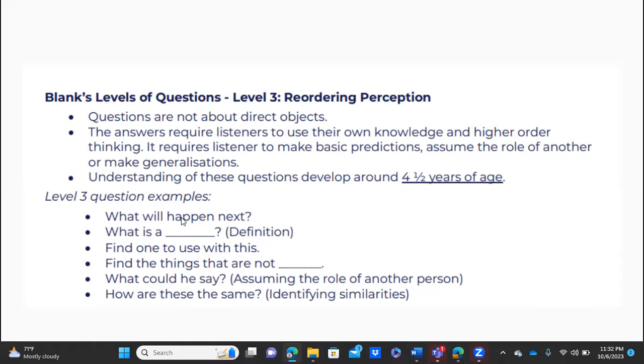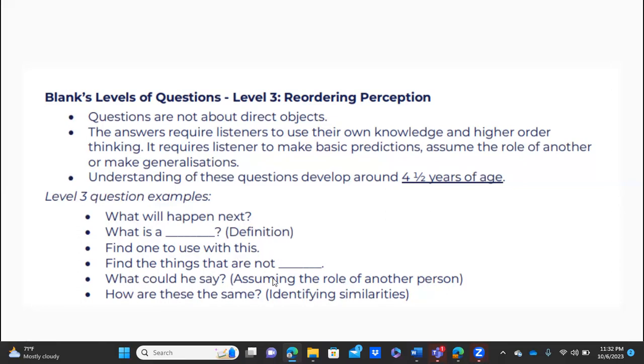So prediction, what do you think will happen next? And especially asking them to use evidence from their reading or understanding. What is a blank? Once we've given them some sort of definition and criteria, they should be able to match that definition to a particular term or figure in our curriculum. Find one to use with this. And so this would be a way that we're asking them to match things up.